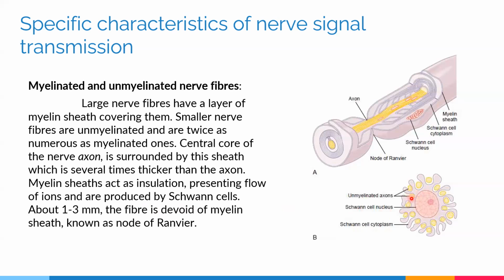Schwann cells are shown right here, and this is how they are present in the actual nerve fiber. And the neurons are present like this along the membrane of the Schwann cells. About every 1 to 3 millimeters along the neuron, the fiber is devoid of any myelin sheath. That is, there is a gap in the myelin sheath, and this is known as the node of Ranvier. Node of Ranvier plays a very important role in the nerve signal conduction. We will see in the next slide.